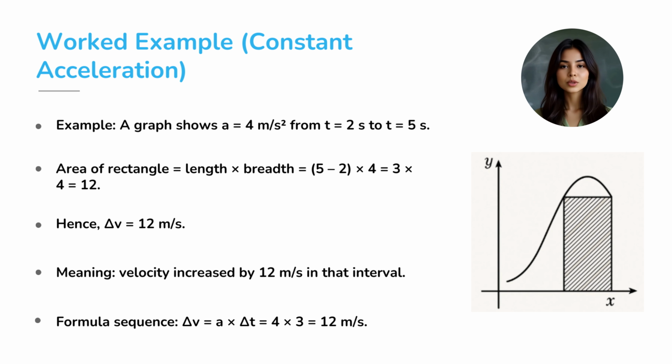Let's now work through a full example together. Suppose a graph shows constant acceleration of 4 meters per second squared between t equals 2 seconds and t equals 5 seconds. The time interval is dt equals 5 minus 2, which is 3 seconds. Now the area of the rectangle is acceleration multiplied by time interval. That is 4 multiplied by 3, which equals 12. So dv equals 12 meters per second. That means the object's velocity increases by 12 meters per second during this 3-second period. Look at the shaded rectangle in the diagram. It directly shows the gain in velocity.